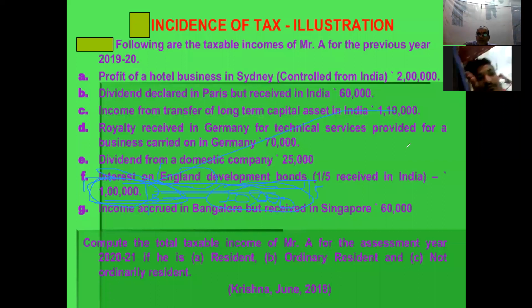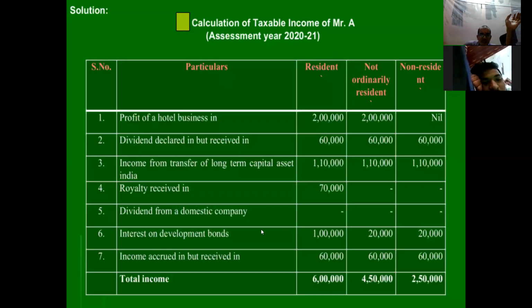Now on Indian income, all have to pay tax. So on 20,000, all three have to pay tax. But on the remaining 80,000, that is on the total 1 lakh rupees, only the ordinary resident citizen is bound to pay tax. So that is why you can see this transaction, interest on development bonds from England. A resident has to pay tax on total income, whether it is Indian income or foreign income.